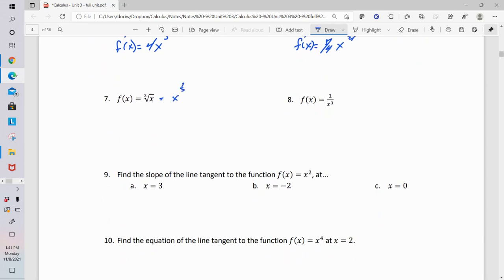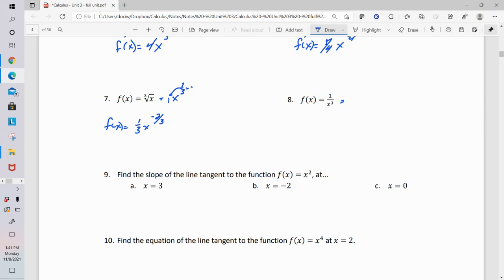Something like number 7, remember what I want to do is rewrite that as x to the 1/3. So f prime of x will equal 1/3 x to the negative 2/3, because 1/3 times the 1 here is 1/3, and then 1/3 minus 1 is negative 2/3.